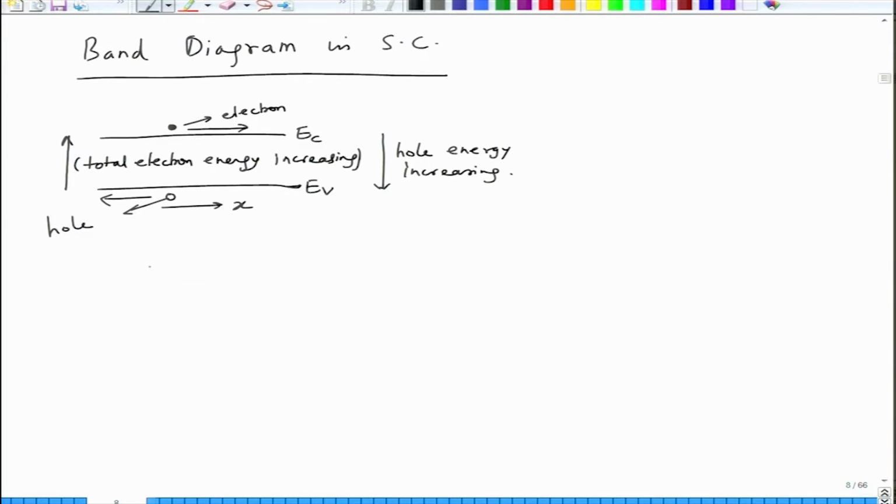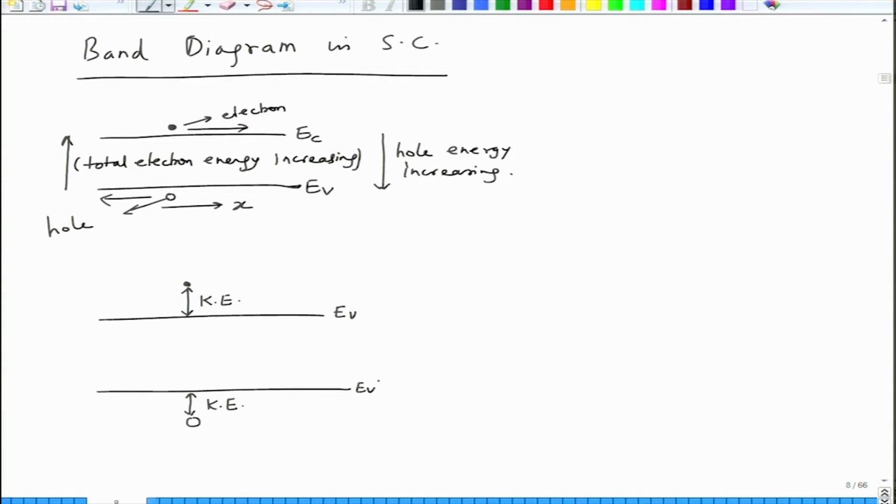If I draw another picture here, and you have a carrier, for example, a little bit above the valence band, then this much amount of energy available to the electron is basically the kinetic energy of the electron. And if you have a hole sitting somewhere here, then with respect to EV, this much energy is the kinetic energy of the hole.